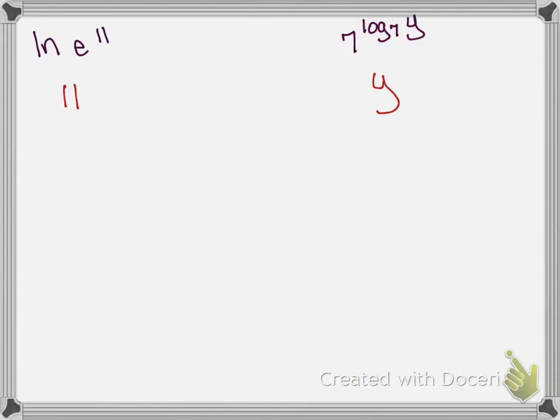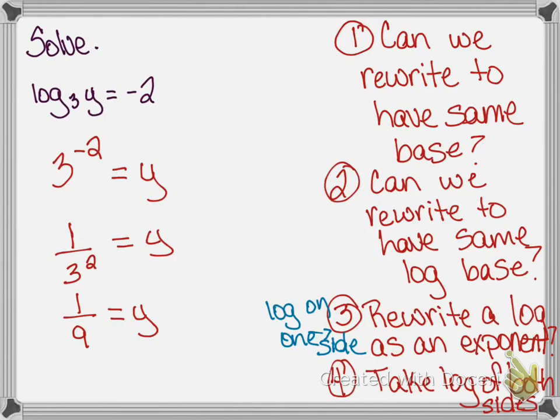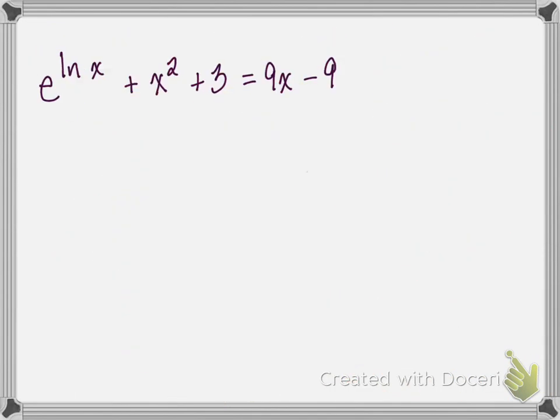That's what we dealt with right here. Except we have e. So do you see how the 7 and the 7 are the same? That's what we're dealing with here. What's the base of the natural log? E. So what happens to these? They cancel. I'm left with x. So I have x plus x squared plus 3 equals 9x minus 9.